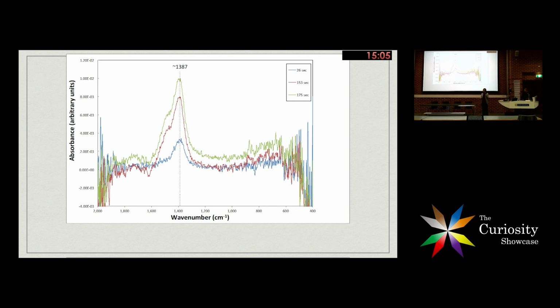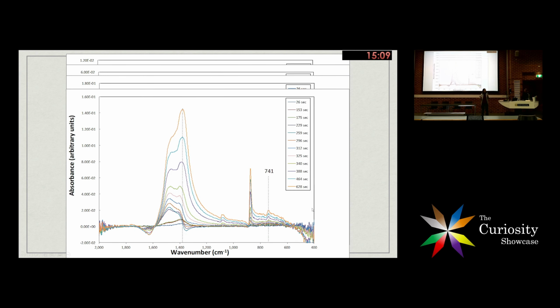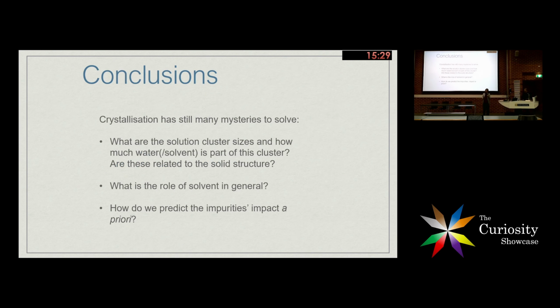So I'll just quickly finish off. In essence, what you find is that calcium carbonate precipitates through a non-classical mechanism. You start off with amorphous calcium carbonate, which then transforms to vaterite, and it looks like in the process you also lose a bit of water. So I'll finish off because my 15 minutes are up.